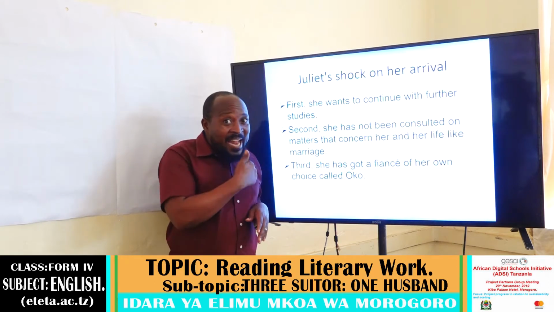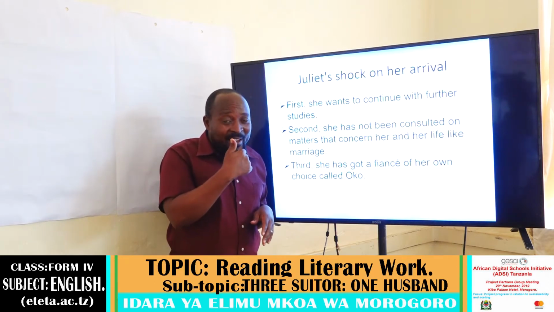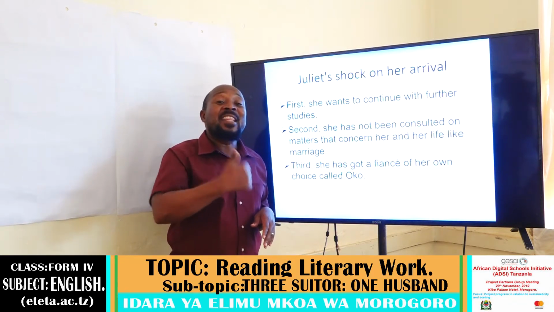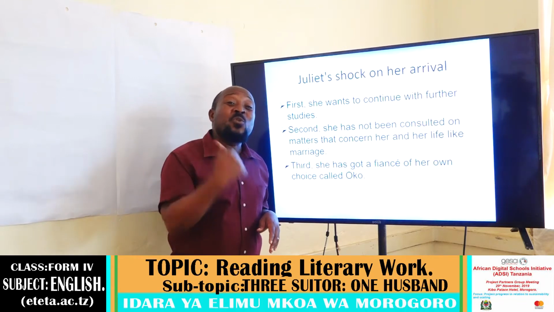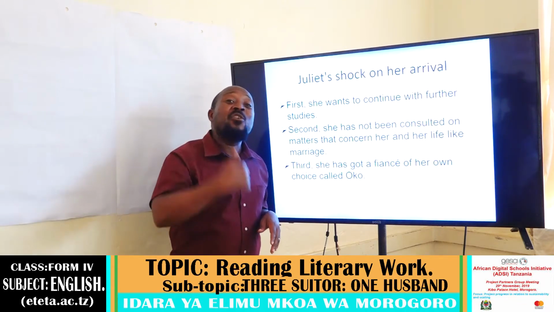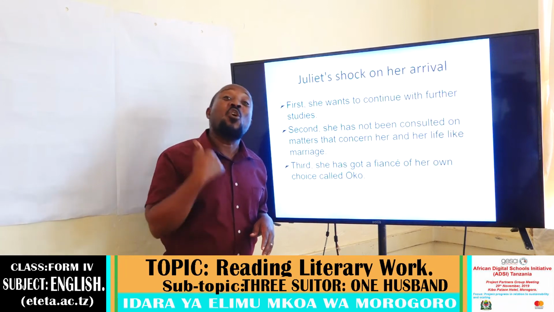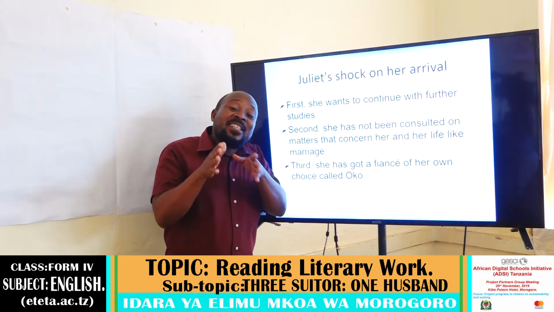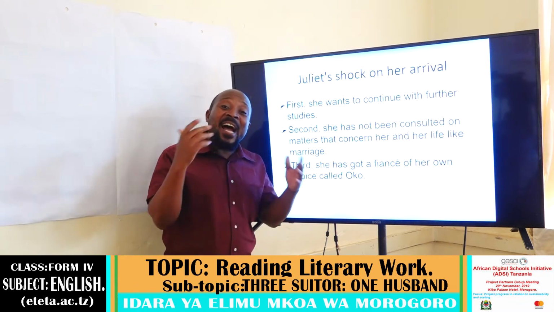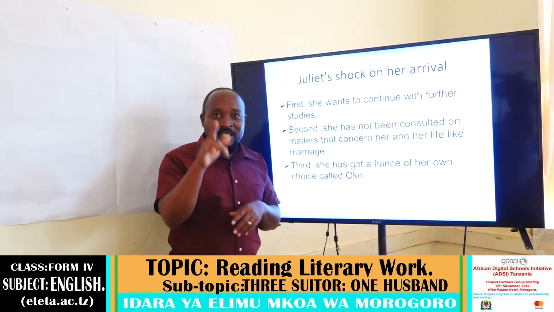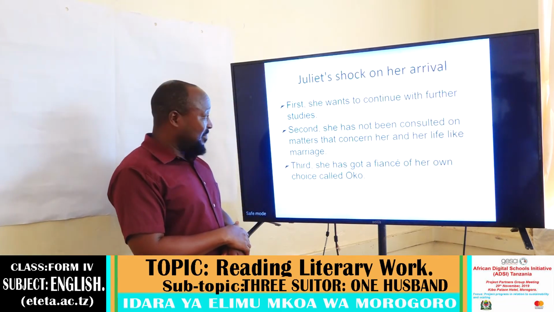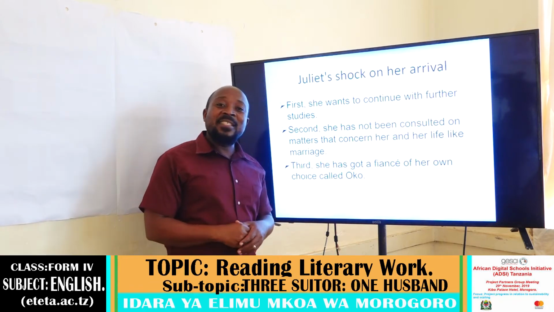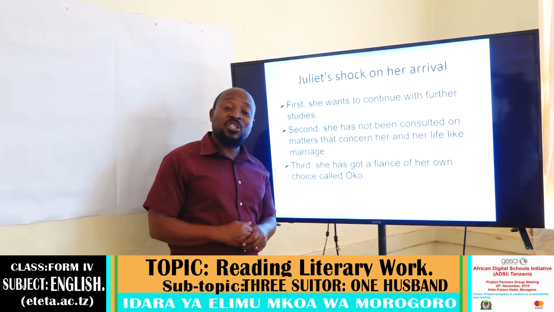Remember, at school, she met a boy, and they fell in love. So she is in love with another boy at school. She expects to get married to a man of her love, that is Oko. But these people have not even consulted her. They are planning a marriage. They are arranging a marriage. So she is in shock. That's another thing. So all these things cause her to be in shock.